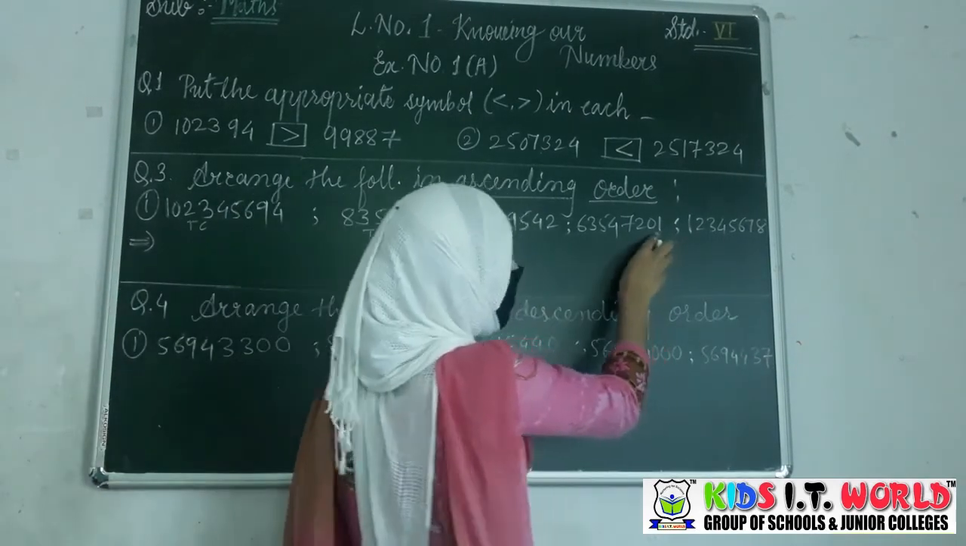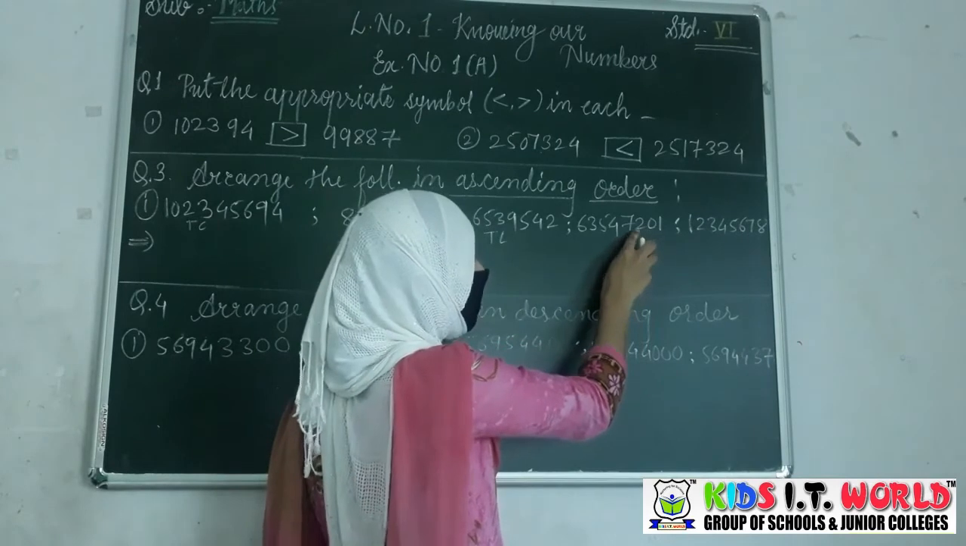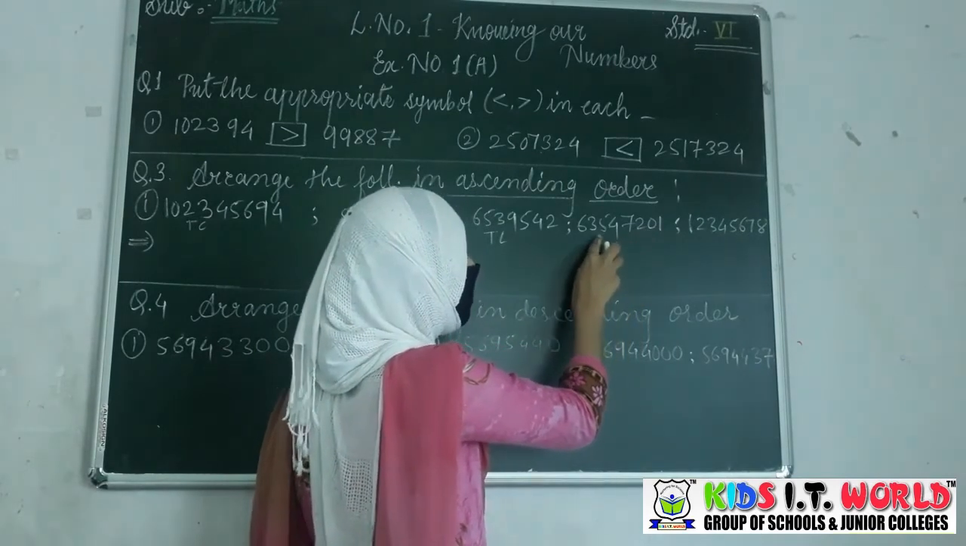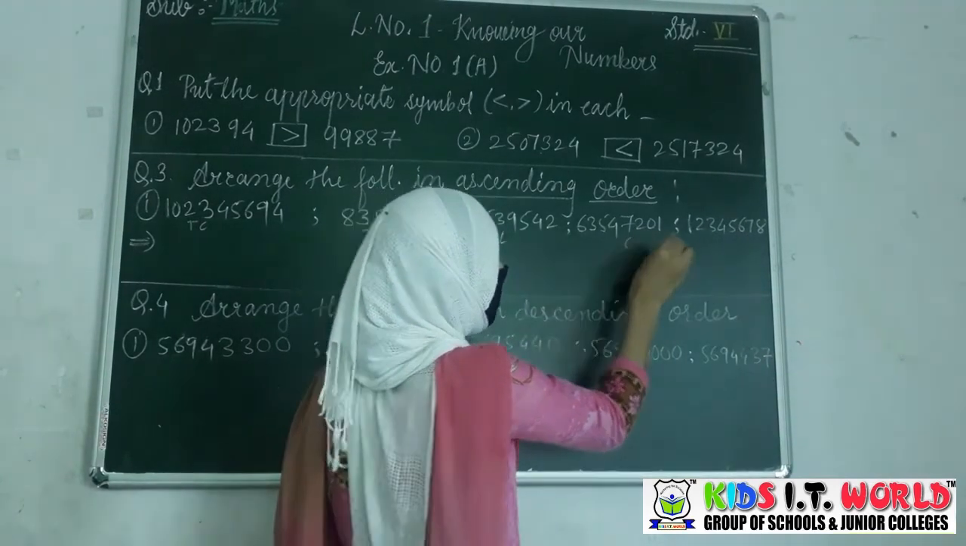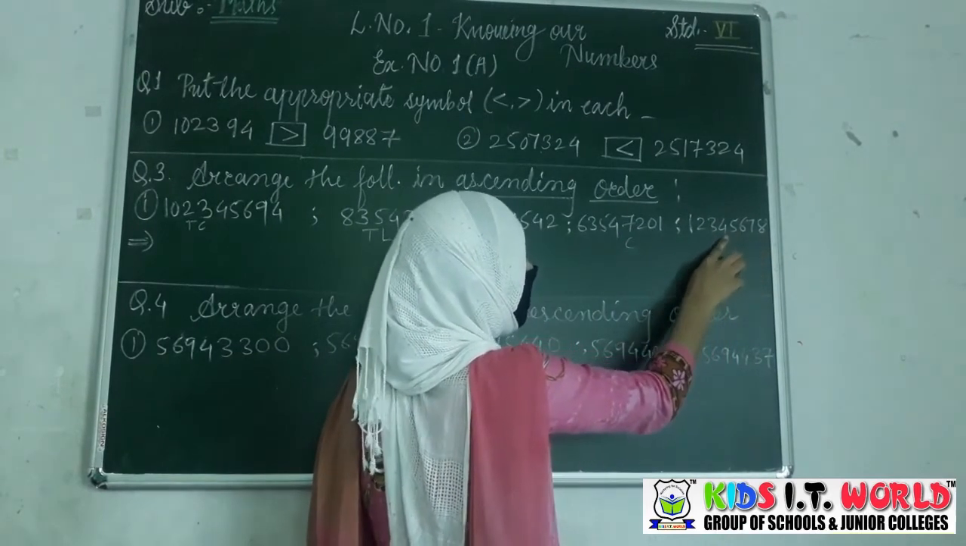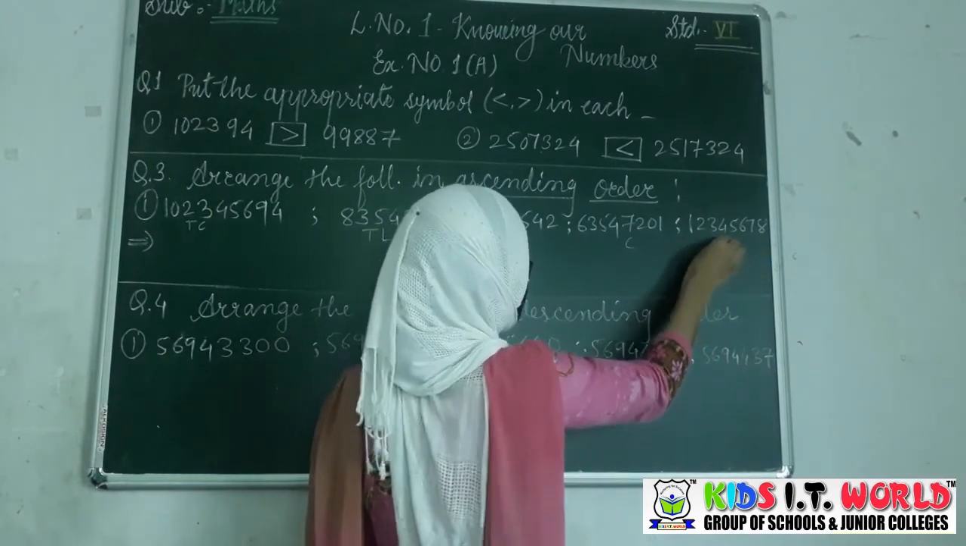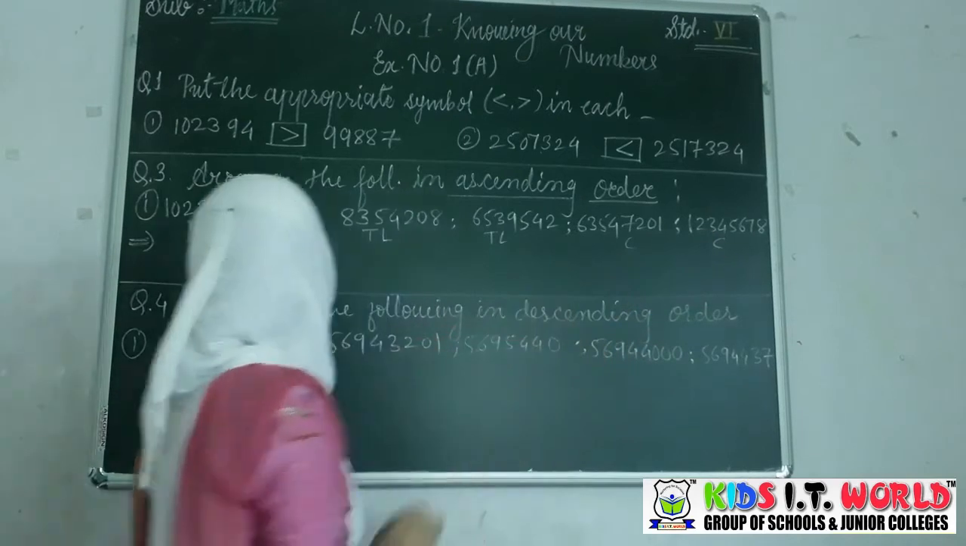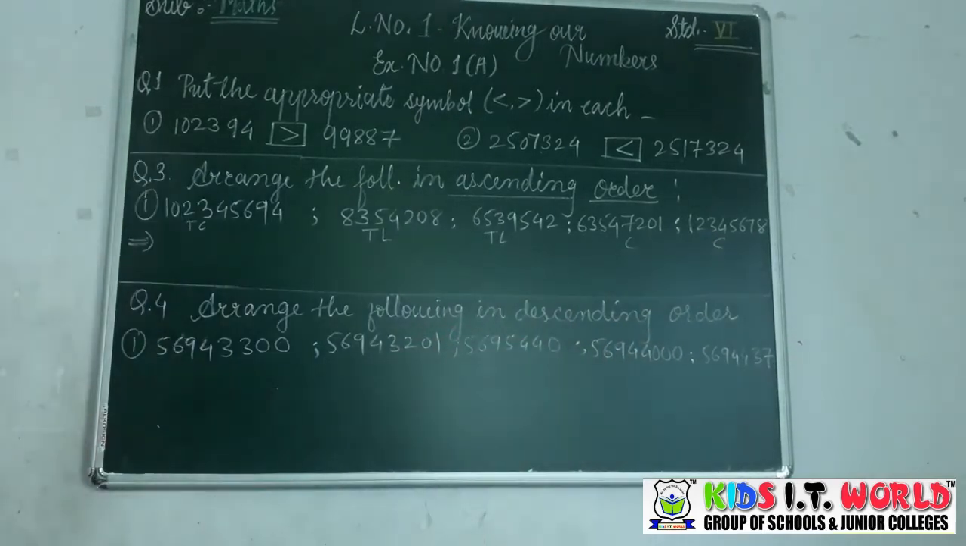This is also ones, tens, hundred, thousand, 10,000, lakh, 10 lakh, crore. Now here we got the 2 crores value, 2 10 lakhs value, and 2 1 10 crores value. Now which is the smallest here?